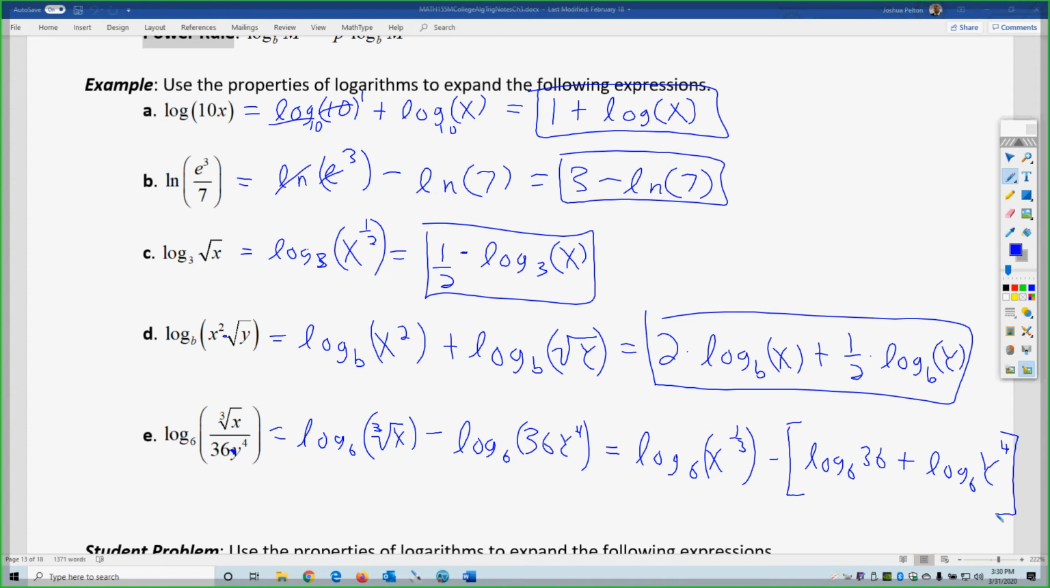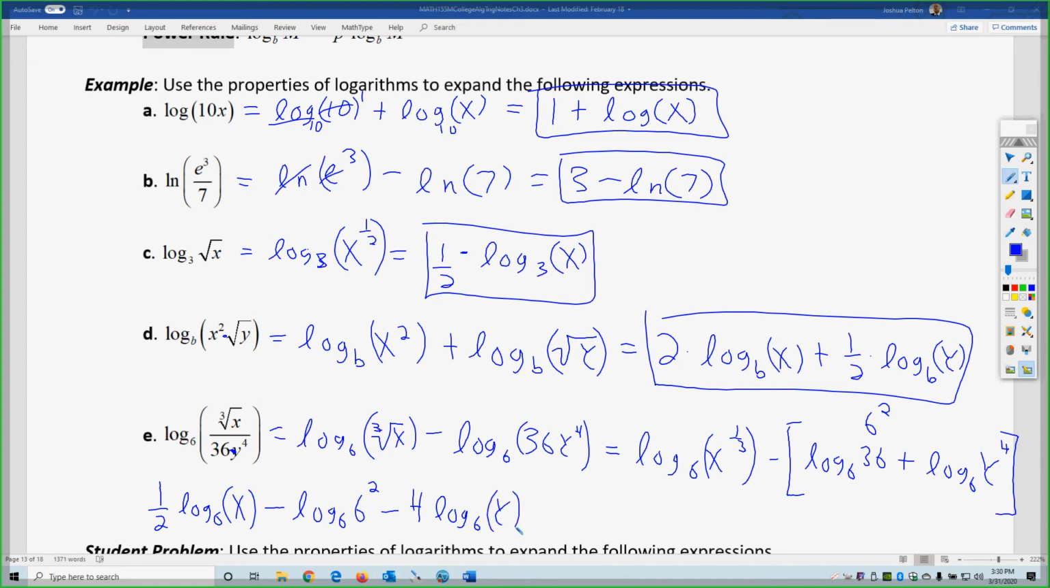So this is 1/2 log base 6 of x. Distribute the minus. Let's think here. 36 is really 6 squared, right? So we really have log base 6 of 6 squared minus log, oops, I'm sorry, we forgot the 4. We're going to bring the 4 down on that one. So we bring the 4 down. We have log base 6 of y.